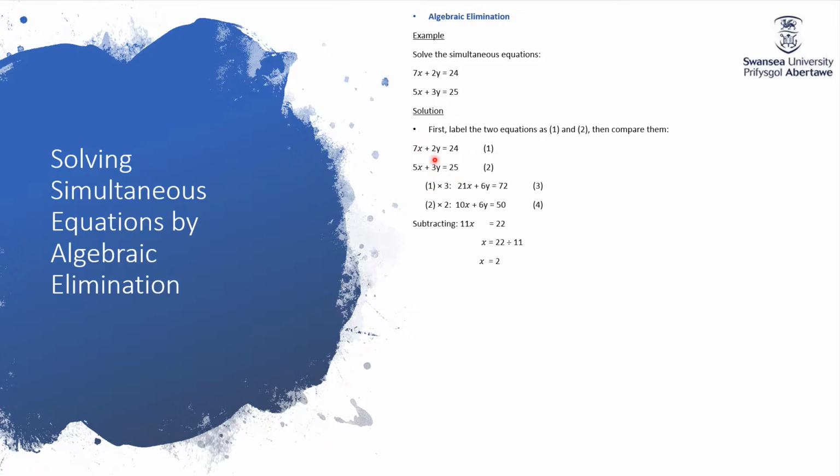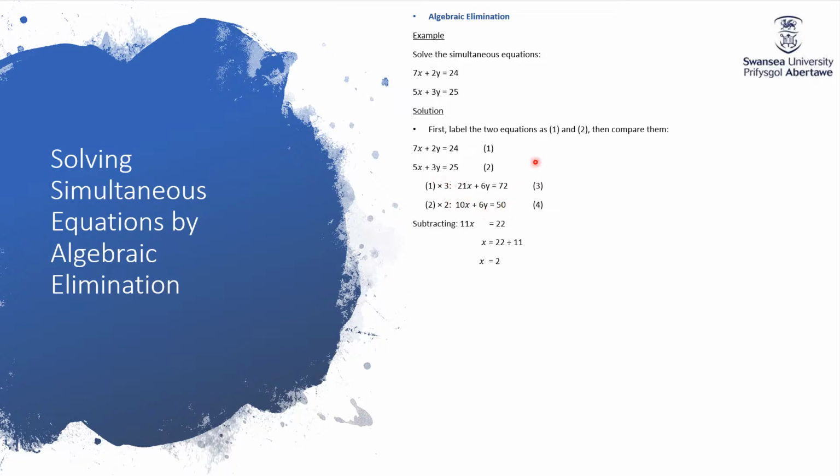Well, I've taken the first equation and times it by 3. 3 times 7 is 21. 3 times 2 is 6, so as you can see 21x and 6y. And times 24 by 3. Now times the second one by 2 to give us 10x and 6y, and that equals 50.